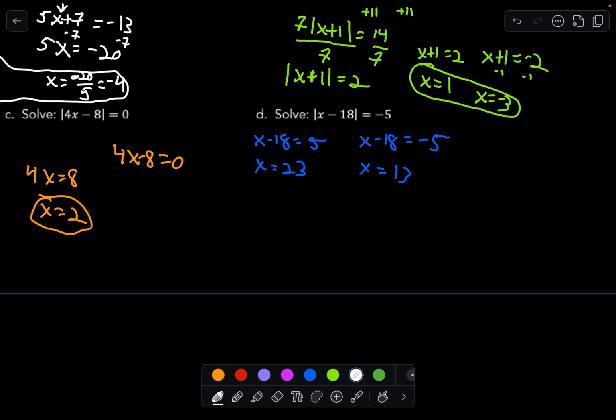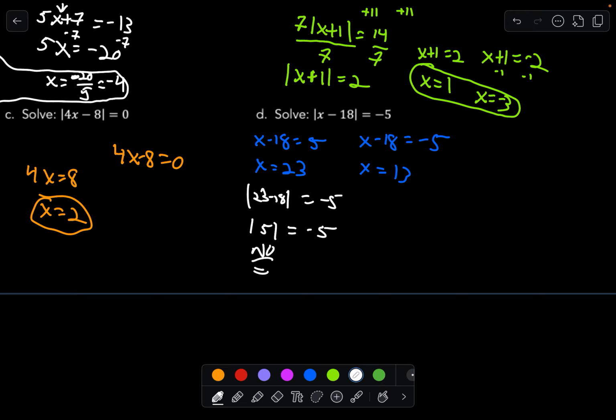So if you plug 23 in, 23 minus 18, does that equal negative 5? Well, 23 minus 18 is 5. Does the absolute value of 5 equal negative 5? No, right? Absolute value of 5 equals 5.